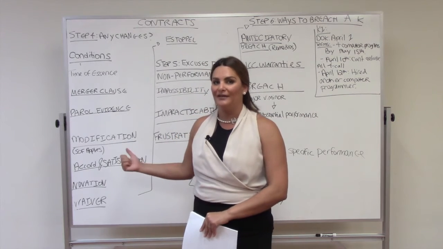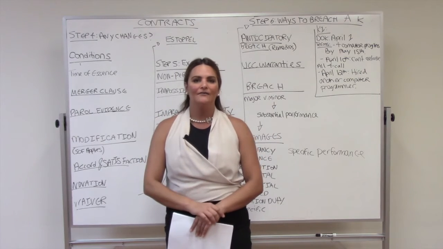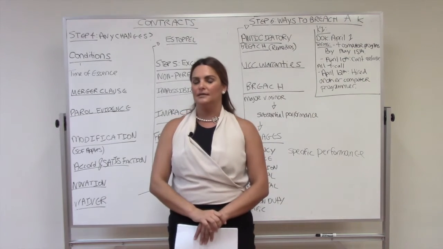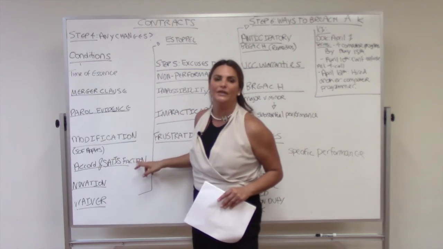Well, for a valid modification, we need additional consideration. Let's assume that the facts did not give any additional consideration. Maybe they did, maybe they didn't. That's where your analysis is relevant. That's where you're going to have to conclude that there was no valid modification.